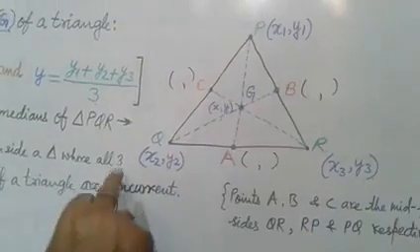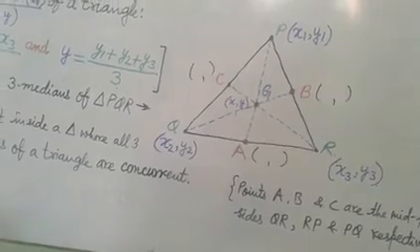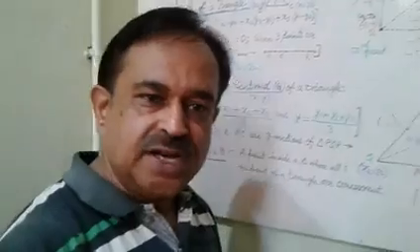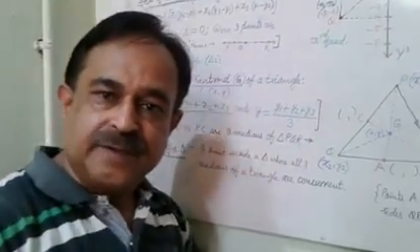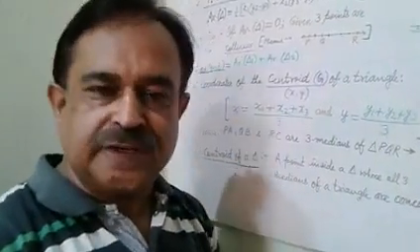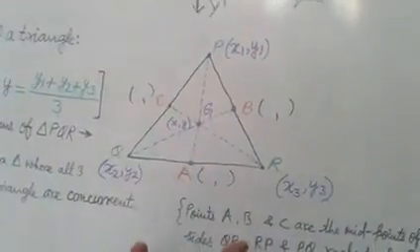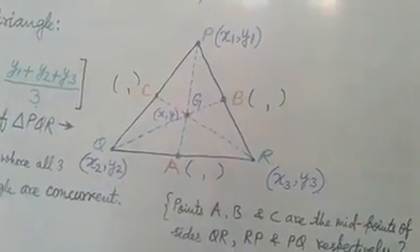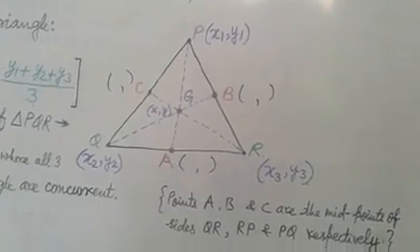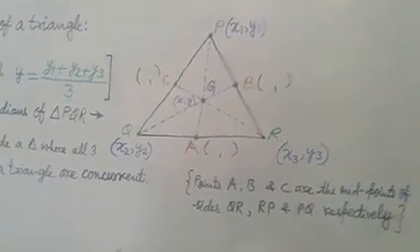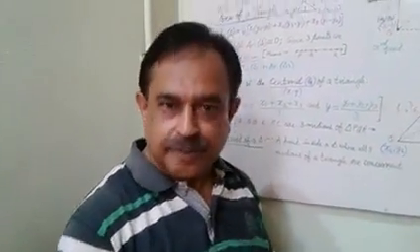These are 3 medians. When 2 lines intersect each other, we use the word intersect. When 3 or more lines are intersecting each other at a common point, then this point is known as the point of concurrency, and the lines are known as concurrent lines. So here the 3 medians are the 3 concurrent lines. Got it? Now, this was the explanation part of this chapter, coordinate geometry.